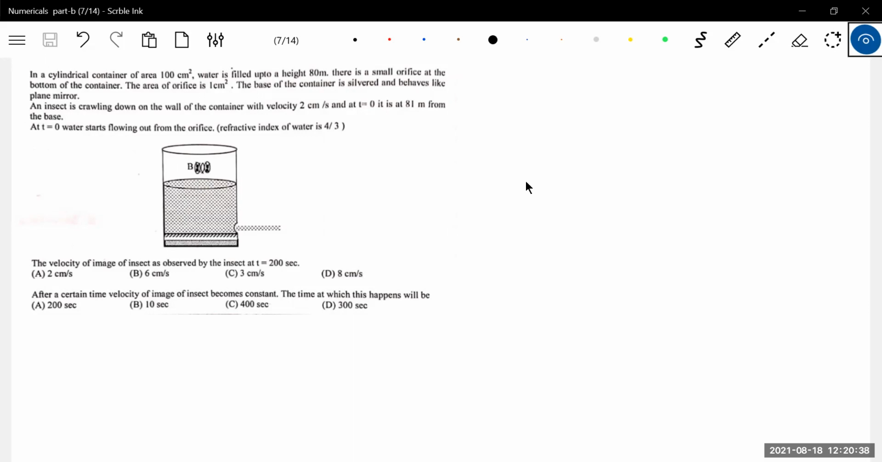I think at t equal to 200 seconds, we should know what is the level of water and with what speed the level of water is moving. The insect anyway has to move with a constant speed. So what is needed at t equal to 200 seconds? What is the level of water in the tank and at what speed the level is falling?